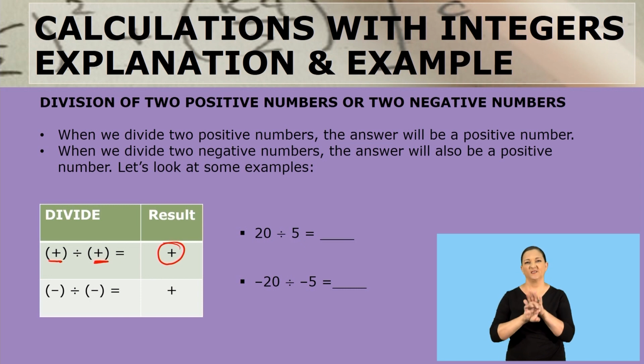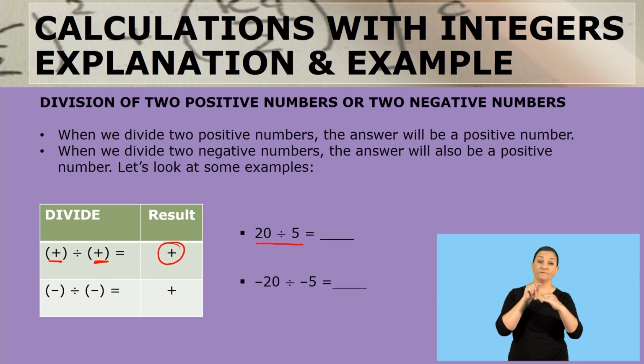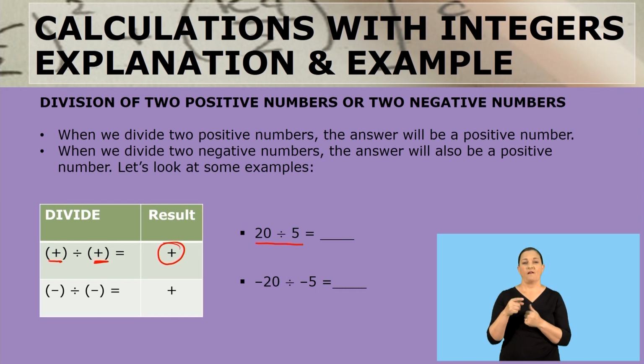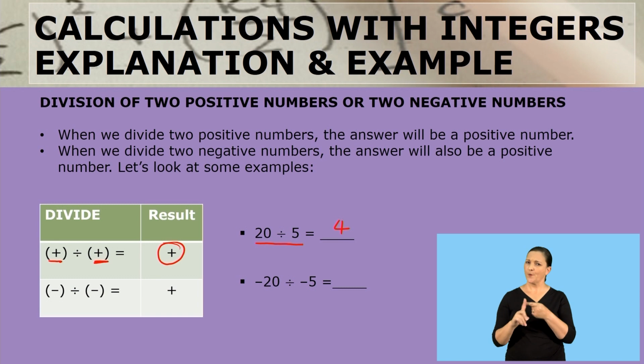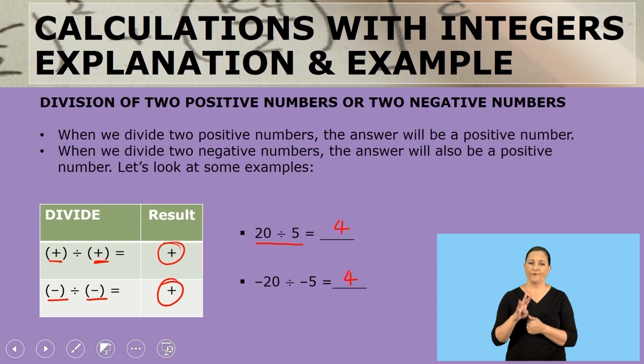For an example, we have the positive 20 divided by a positive 5, because we know that the answer is going to be a positive. 20 divided by 5 is 4, and that is a positive 4. Then we have a negative number divided by a negative number. The answer is still going to be a positive. So then we have negative 20 divided by negative 5, and that will give us still a positive 4.